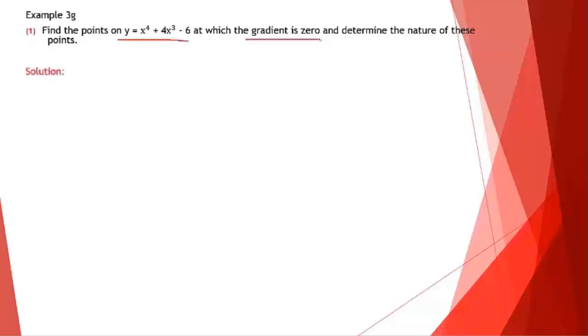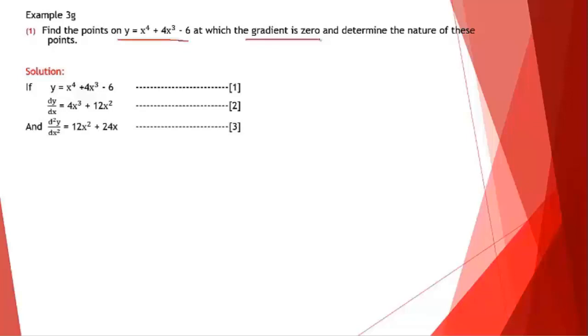So if y equals x to the power 4 plus 4x cubed take away 6, and we take it as the first equation, then dy by dx, which is the first derivative of y with respect to x, equals 4x cubed plus 12x squared, which we take as the second equation. And also the second derivative of y with respect to x equals 12x squared plus 24x. We have learned how to differentiate expressions with respect to x, so we have got all these equations, and also we have got the third equation.